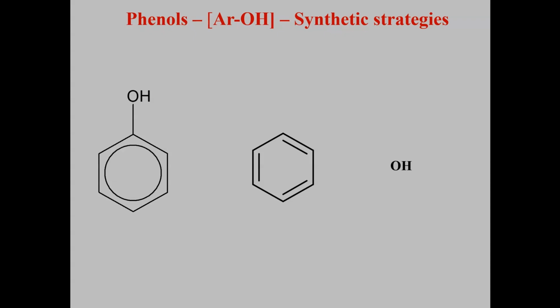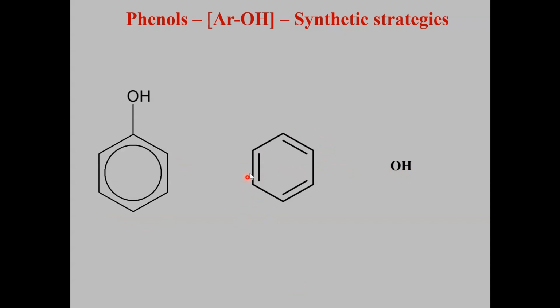Now, let us discuss the synthetic strategies for the synthesis of phenol. We know that phenol is a molecule which has a phenyl group attached to the OH group. If I want to synthesize this phenol, what strategy should I adopt? I have to break this OH, take it off and keep it over here. The remaining part is benzene. If I take benzene and react it with OH, the reaction should occur.